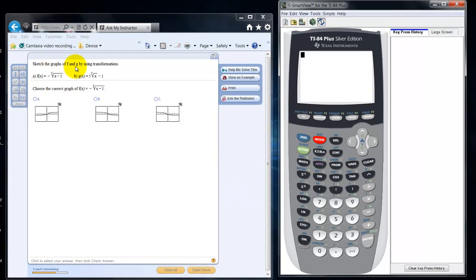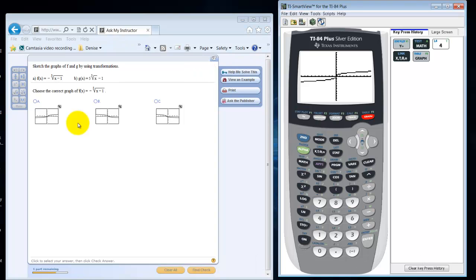Okay, sketch the graphs of f and g by using transformations. So here's f of x, which is a transformation. The parent function would be the cube root of x. So let's go into math. The cube root here is number 4. And put in x. See what that looks like. Okay, so the cube root of x looks like that, which, well, there it is right there. Looks similar to that. But now this has been transformed.